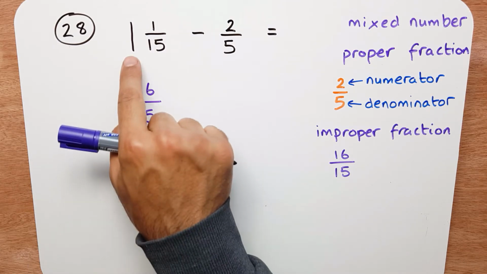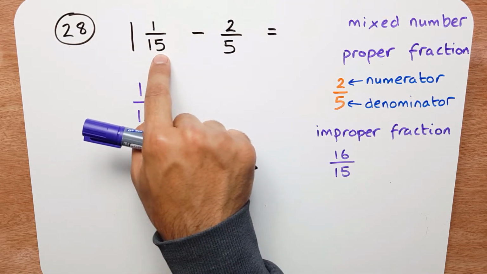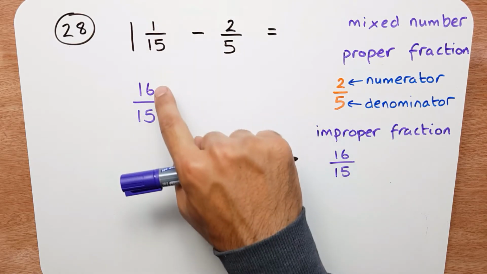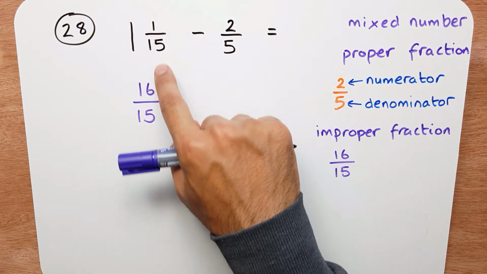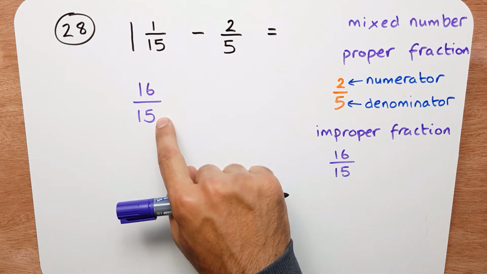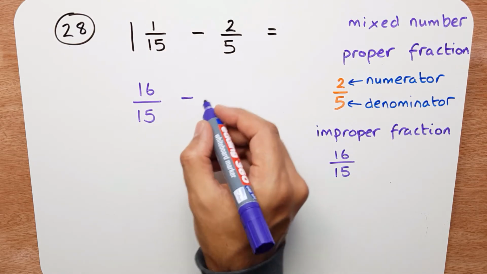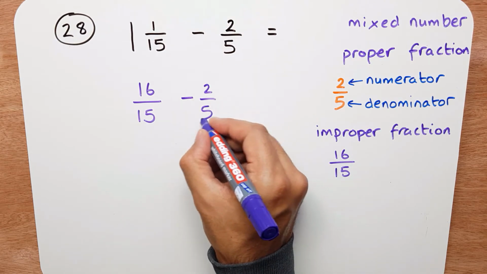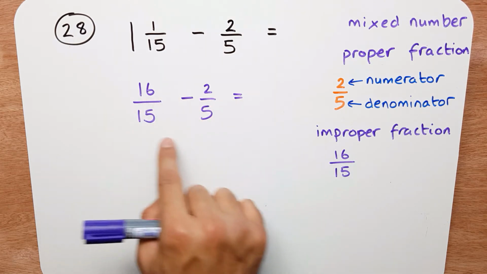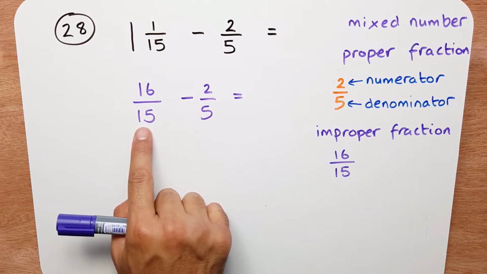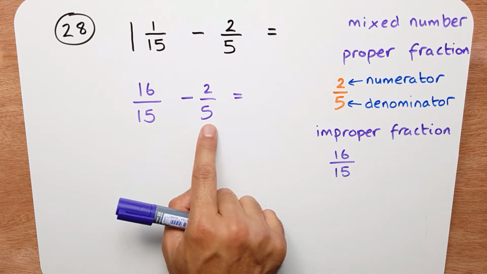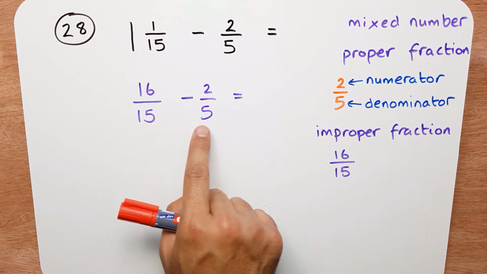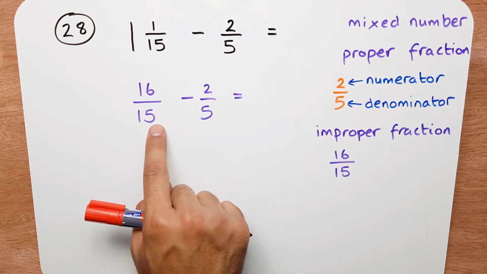So let me do that again. 1 times 15 is 15, plus the 1 is 16. 16 goes at the top, and this 15 goes at the bottom. Take away 2/5. Now that's our calculation, and you'll notice 15 and 5 are different, so the denominators are different. Now how do we turn these two so that they're both the same?